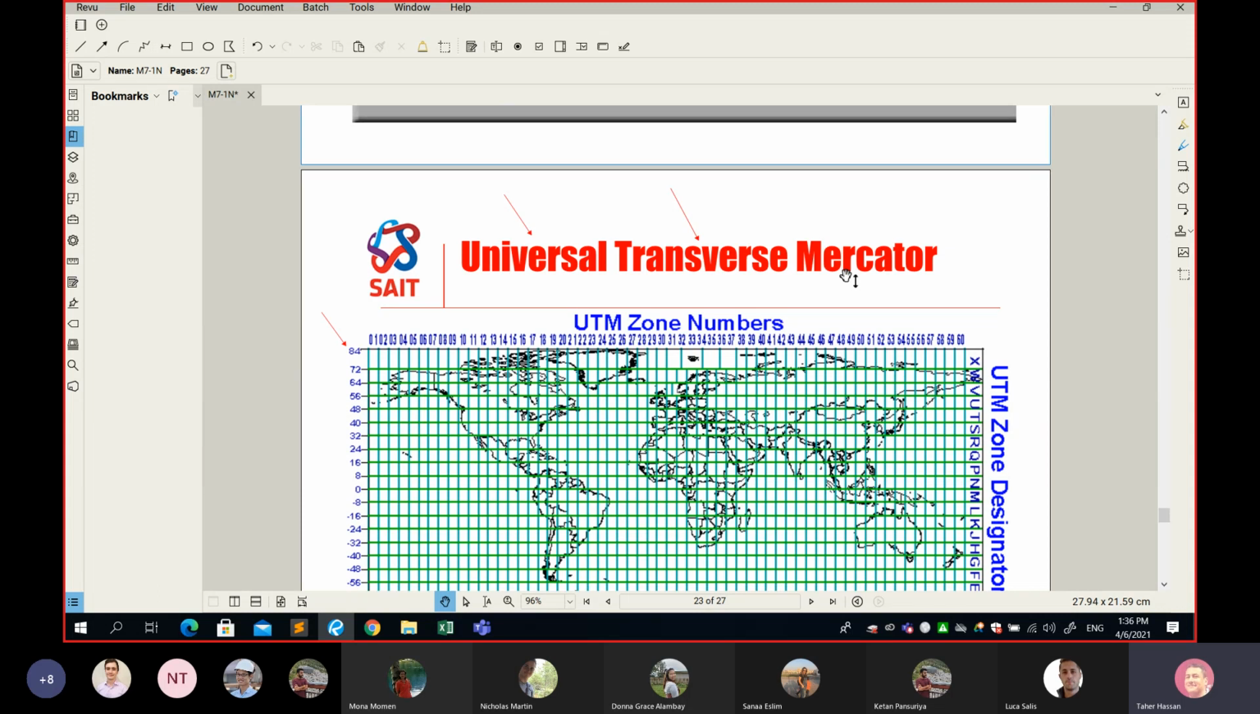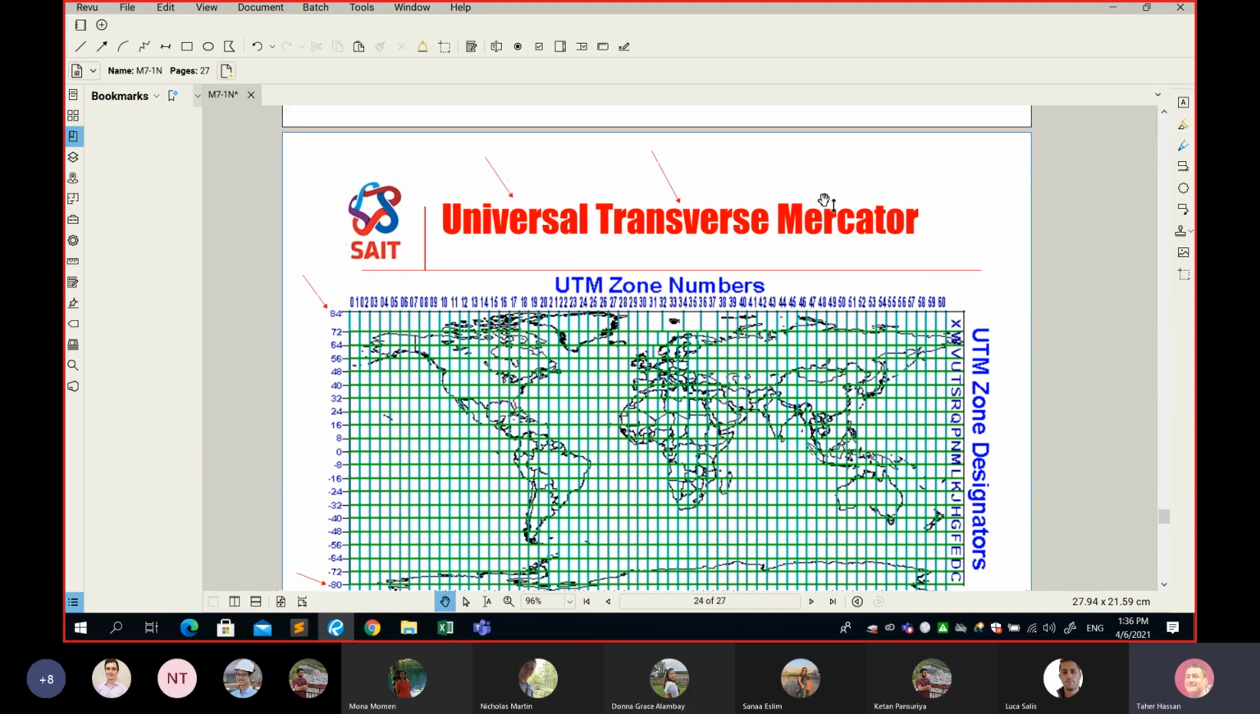Even the image, you guys remember photogrammetry? Anybody still remember photogrammetry? Photogrammetry is a projection. You're projecting your 3D object into a two-dimensional image. But anyway, Mercator was a mathematician. He invented this projection, which you call UTM. So U for universal, T for transverse, and M for Mercator.